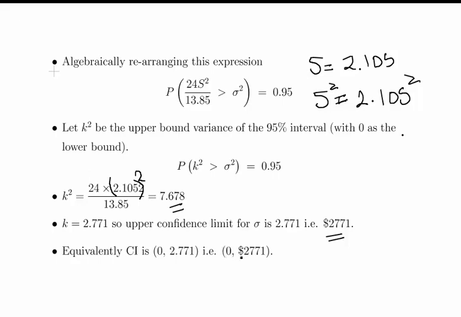So we can write our interval as $0 to $2,771. That's the trick of that question. It takes a little bit of mental gymnastics and lateral thinking to work through. Once you go back and forth through it in your head, it works out pretty well. So we'll leave that there.